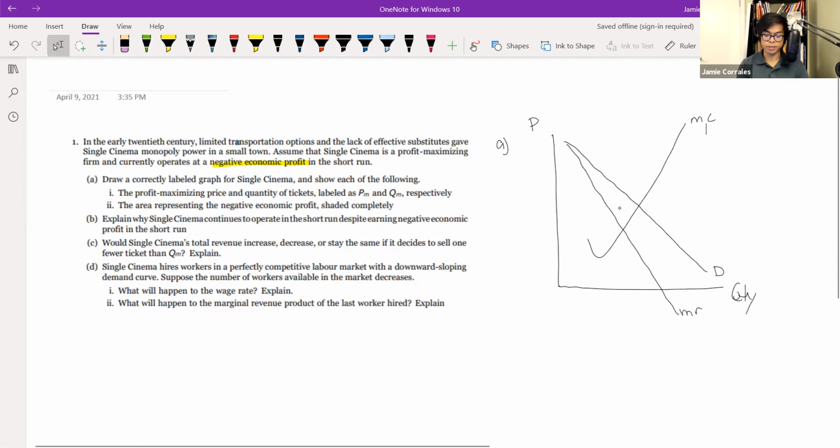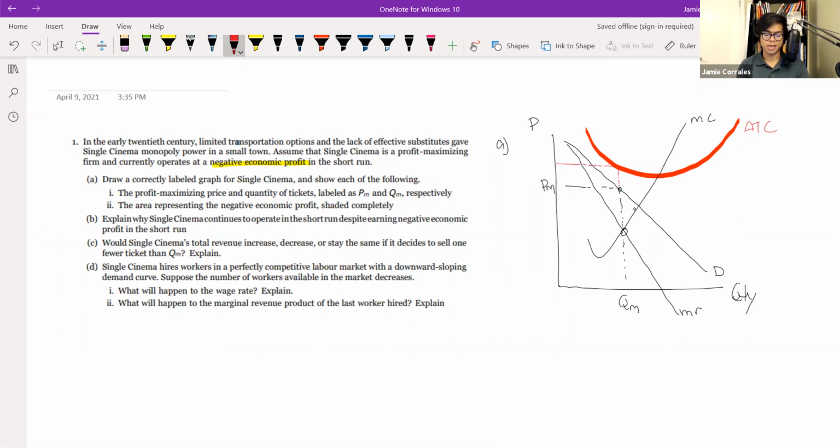So here's what you should do first. Identify where MR is equal to MC, which it's telling us in part A1 as QM already, QM. Translate that point on the demand curve, and that's going to be PM. All right. So we need to make sure that the average total cost curve lies above the demand curve for there to be negative economic profit. What do I mean? Well, first of all, let's draw the average total cost curve and show why. So if I translate our profit maximizing quantity up to the average total cost, clearly this point is above the market price. And so this is negative economic profit.